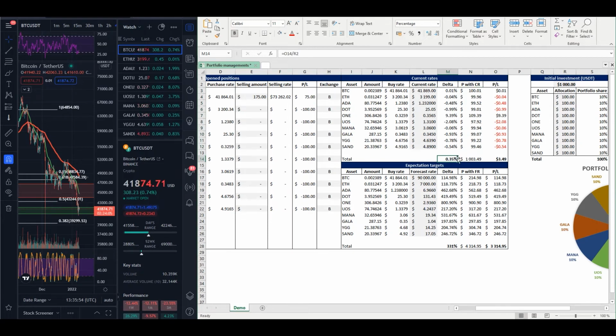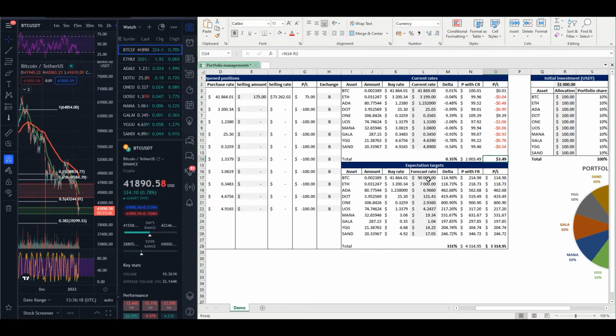So in total, our portfolio is doing well, growing by 0.35%. In total, we are getting $1,003.49, which leaves us a profit of $3.49 because it is excluding the initial investment.